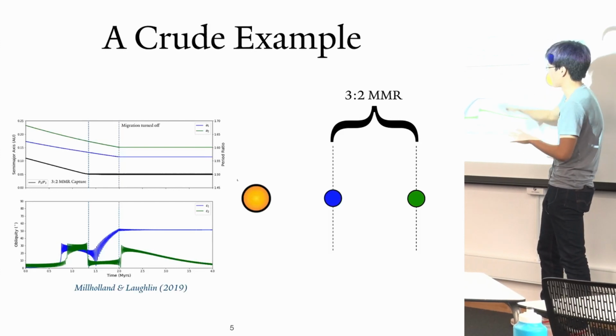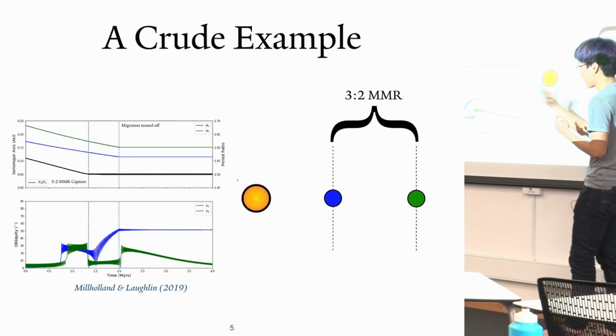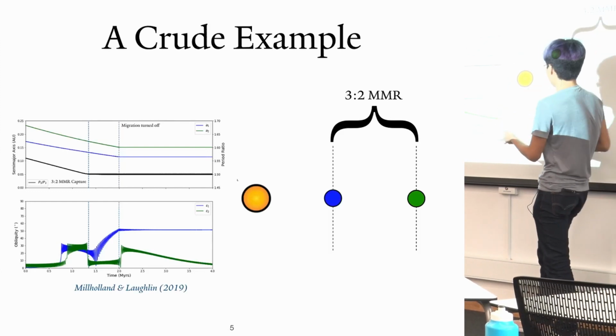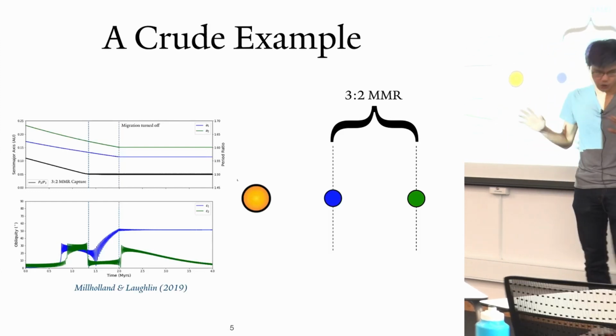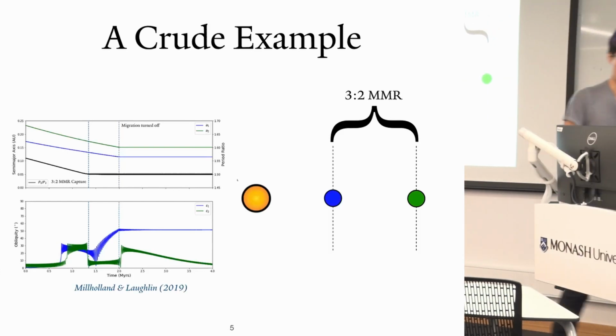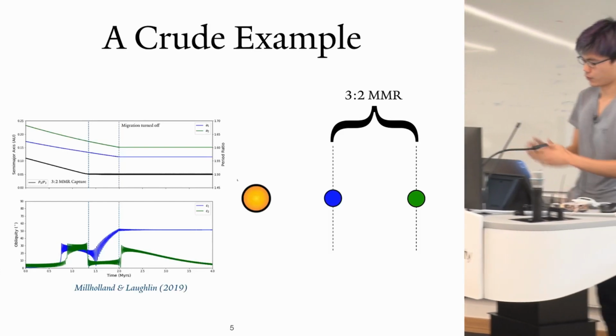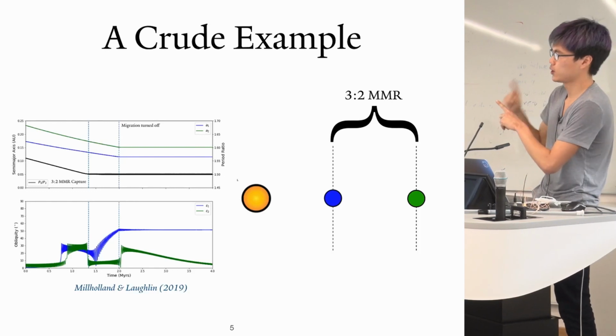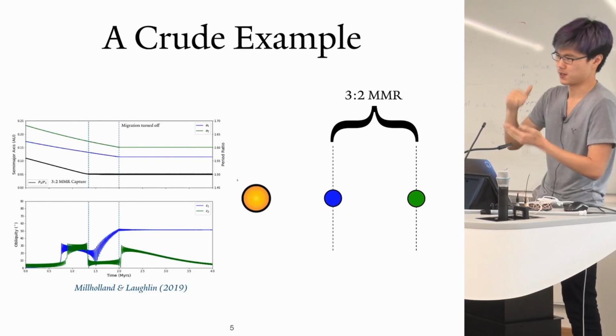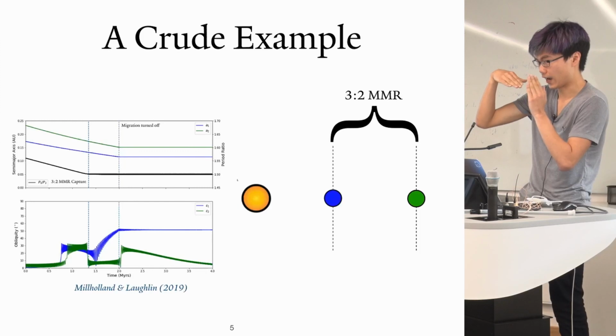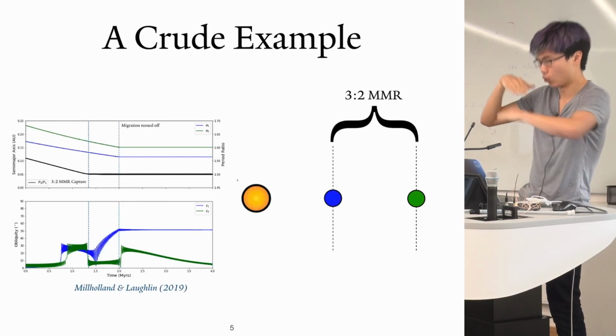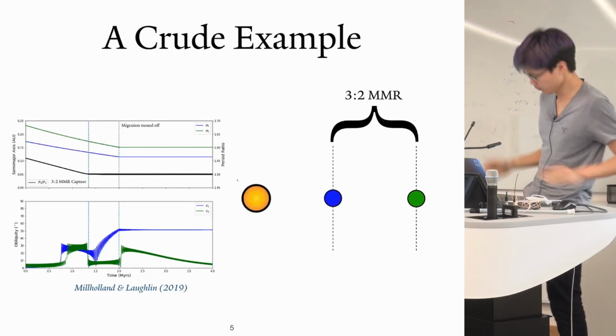But the more interesting plot is this bottom plot, which shows the evolution of the obliquities of both these planets. Obliquity here refers to the angle between the orbit normal of the planet and the spin axis. In other words, the angle between the equatorial plane of the planet and the orbital plane of the planet.